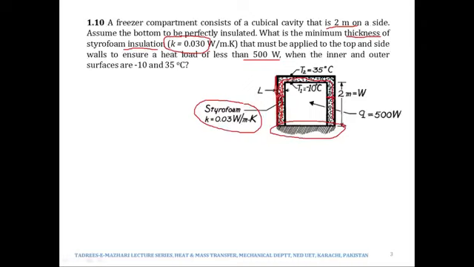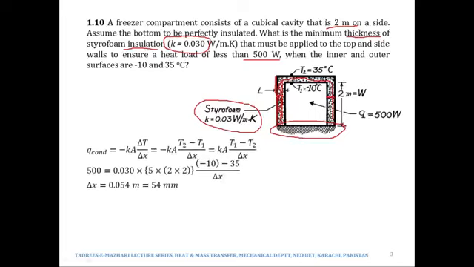Through this thickness of insulation, it would be conduction only, and therefore we will start by applying Fourier's law of heat conduction, which is Q = -k A delta T over delta X. Heat will flow from higher temperature to lower temperature.